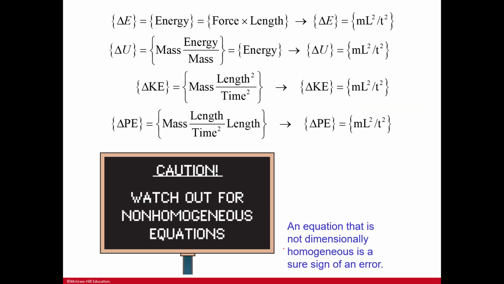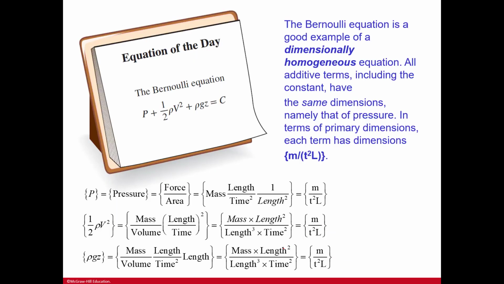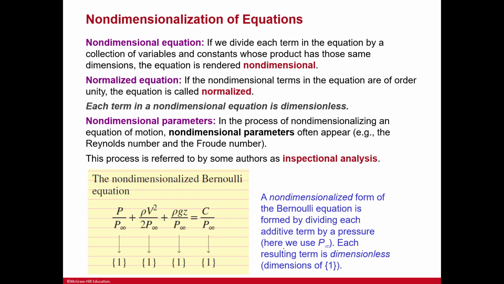Here are just different equations. You can see this a lot in the Bernoulli equation, and we've already introduced the Bernoulli equation, but you can see it's a good example of a dimensionally homogeneous equation. All additive terms, including the constant, have the same dimensions, namely that of pressure, right? So non-dimensional equations: if we divide each term in the equation by a collection of variables and constants whose product has those same dimensions, the equation is rendered non-dimensional.